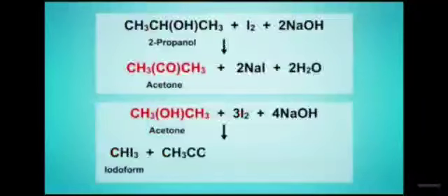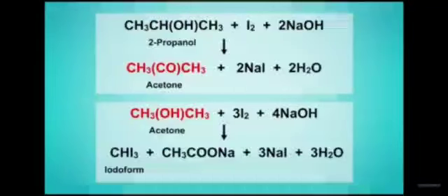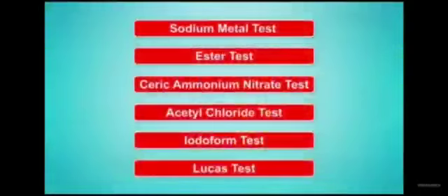When an alcohol containing the CH3CH(OH) group is warmed with sodium hydroxide solution and iodine, a yellow precipitate of iodoform is formed, which indicates the presence of ethanol, acetaldehyde, secondary methyl alcohol, or methyl ketone.